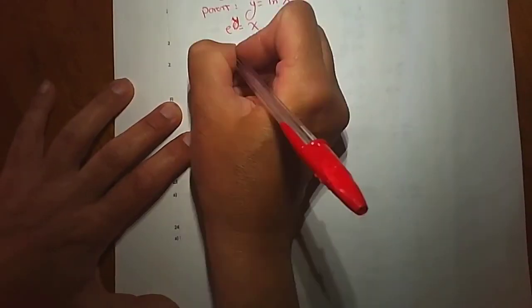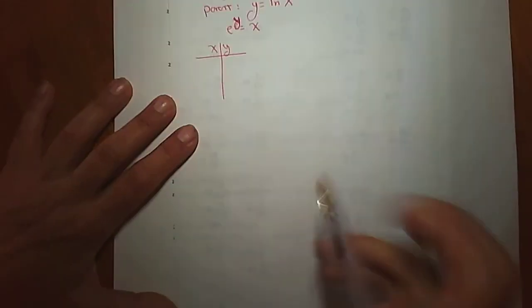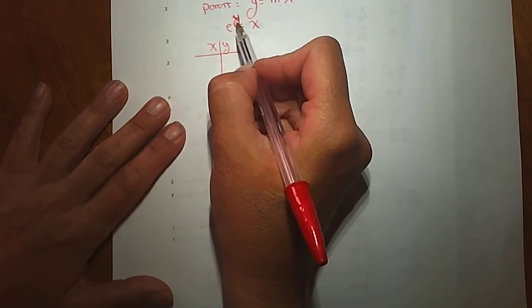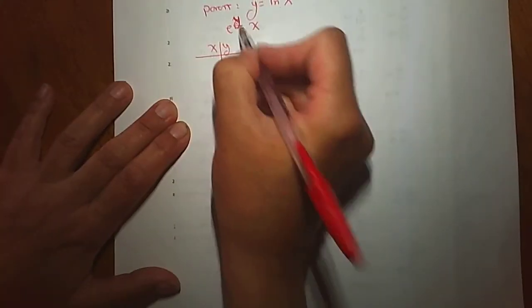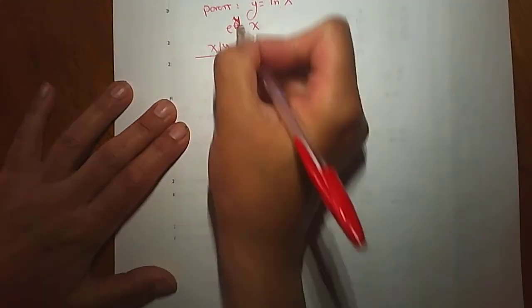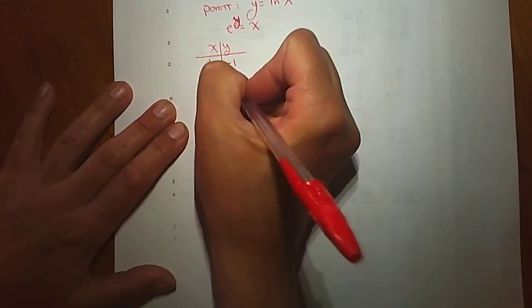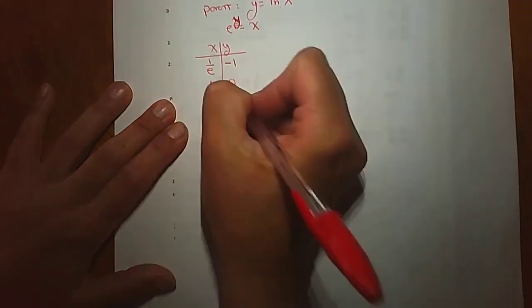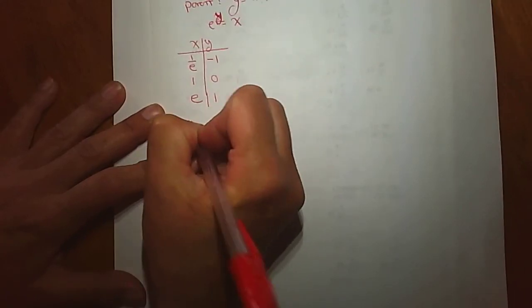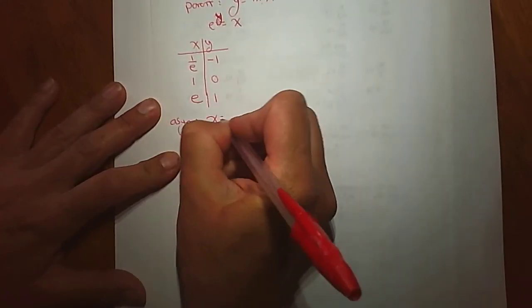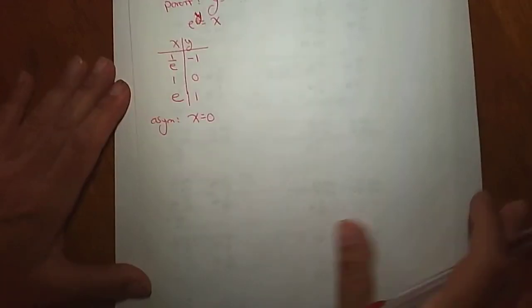Base exponent number. Then we're going to do an xy chart, okay? And because the y is in the exponent, we're going to put our negative 1, 0, 1 in the y column. And this would make 1 over e. e to the 0 power is 1, e to the first power is e. So this is our parent function. And the asymptote, right, would be x equals 0 for a log.